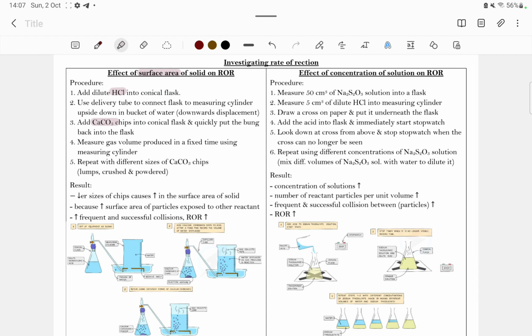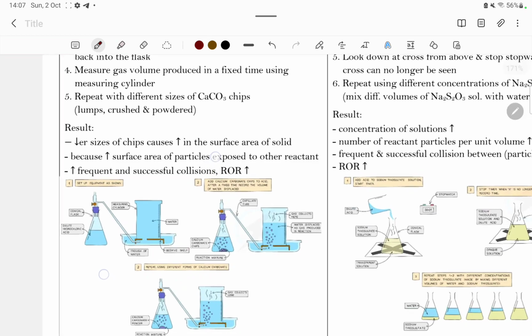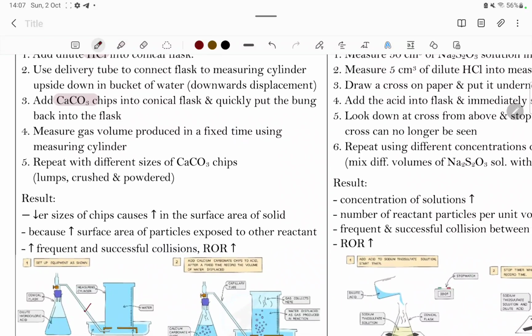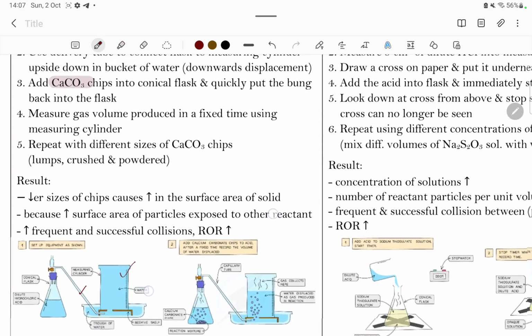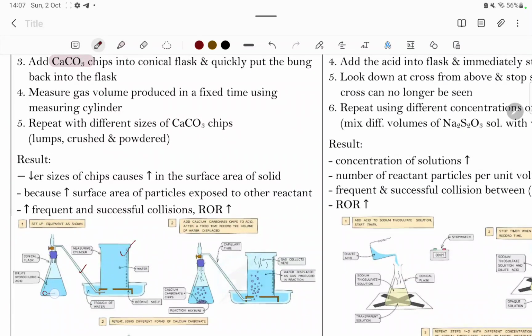Add the hydrochloric acid into the conical flask, and then after that, this one is a delivery tube. Deliver it to a measuring cylinder with water. Okay, this one is downward displacement. And then after that, we add the calcium carbonate chips into here and see how the reaction occurs, how fast or how slow.